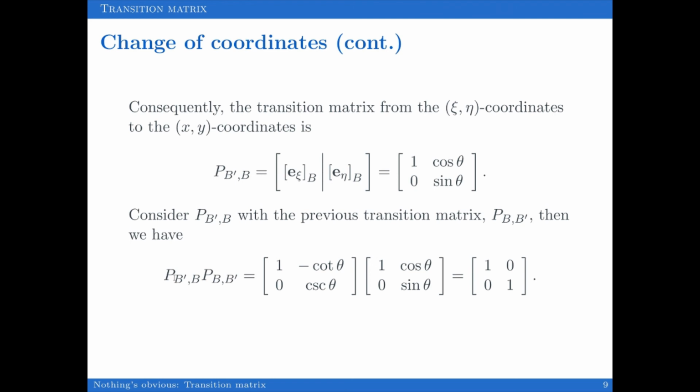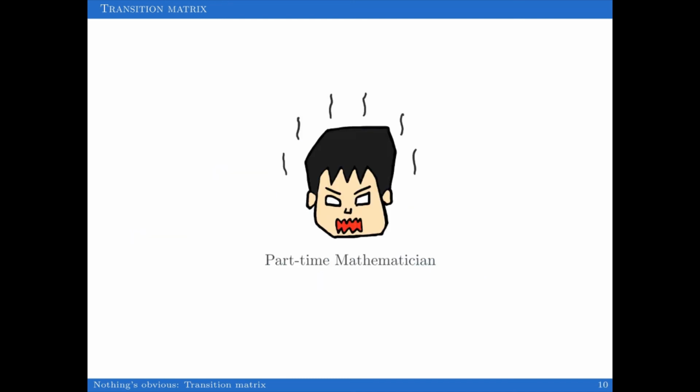Okay, so the transition matrix P_B'B times P_BB' will result in the identity matrix, which means that we map to a new coordinate and we just map back to the original one, so it should be in the same position. And that is the transition matrix.